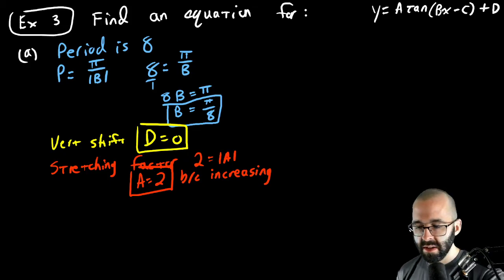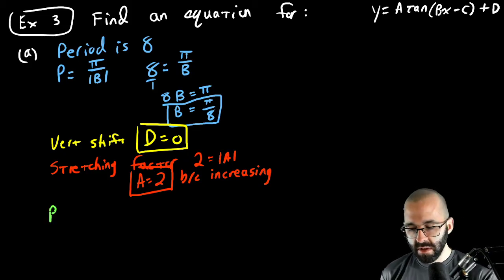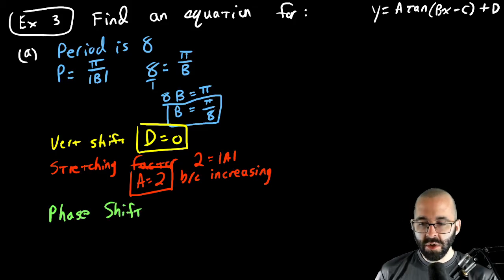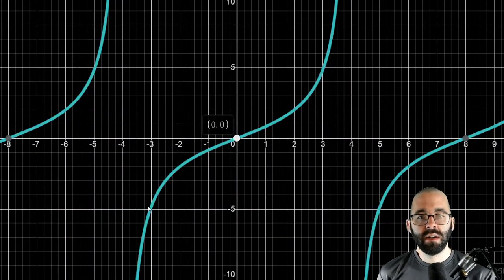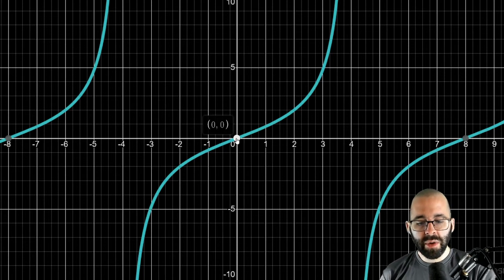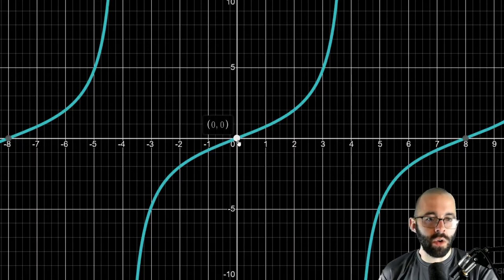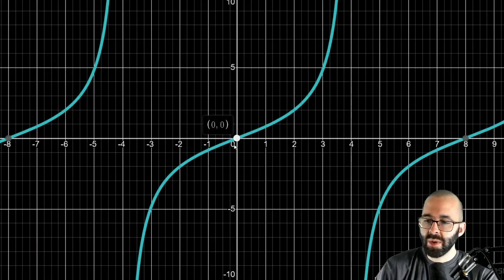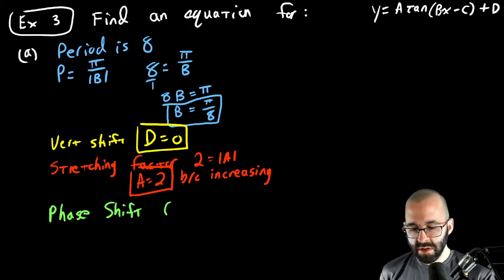We're almost done. Let's look at phase shift. So normally, the middle is at 0. The middle is normally when x equals 0. Have we been moved to the left or the right? No, because the middle of this tangent graph is also at 0. So there's no phase shift.